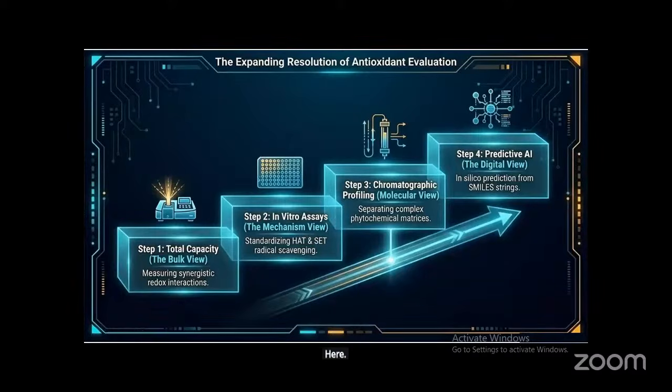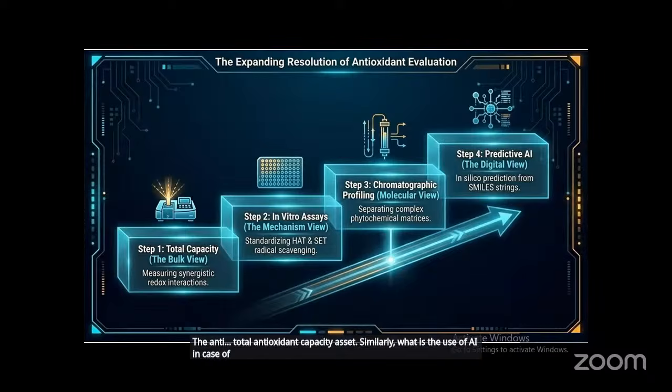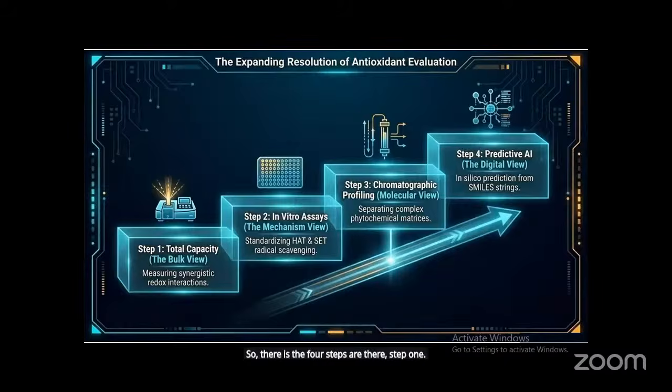Here you can see how to carry out the total antioxidant capacity assay. Similarly, what is the use of AI in the case of antioxidant activity? There are four steps. Step one, total capacity, measuring the synergistic redox interactions. Step two, in vitro assays, which are the mechanism-based ones, standardizing the HAT and SET radical scavenging methods. Then chromatographic profiling, a molecular view, separating complex phytochemical matrices.